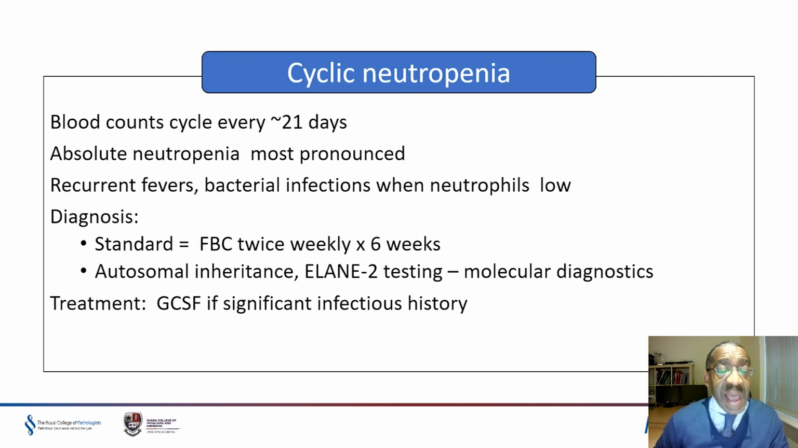It is inherited in an autosomal fashion, and once again the neutrophil elastase gene is responsible in terms of a mutation and can be confirmed by molecular diagnostics in specific laboratories that have the capacity to do this. Management is once again with broad spectrum antibiotics for infections, and for some patients the use of GCSF on a long-term basis if they recurrently present with infections.